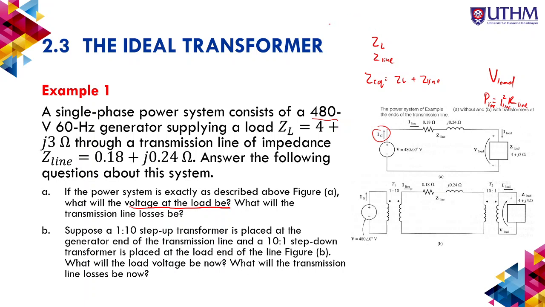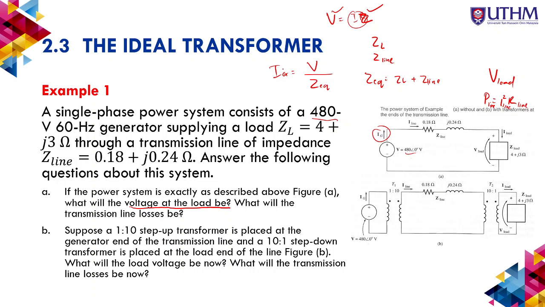Then we can get the IG. V equals IR, right? V is known, Z is known, I is unknown. So IG equals V, 480 volts, divided by Z equivalent. Then we can get the IG.